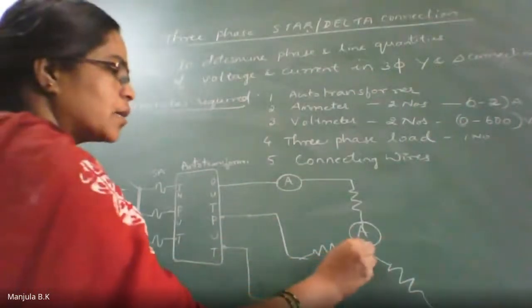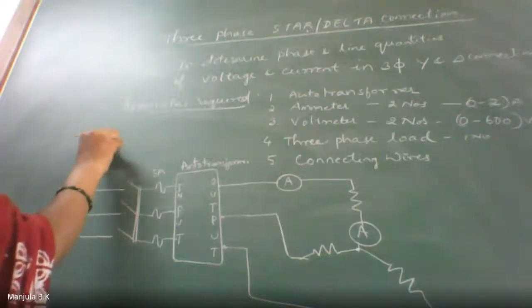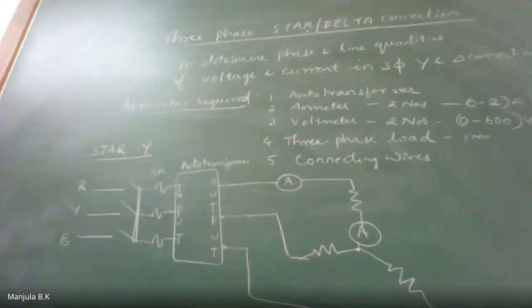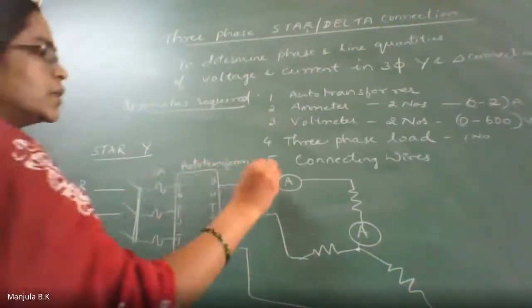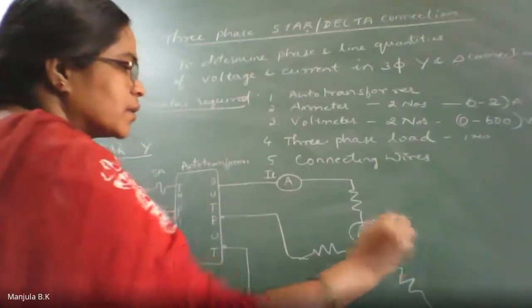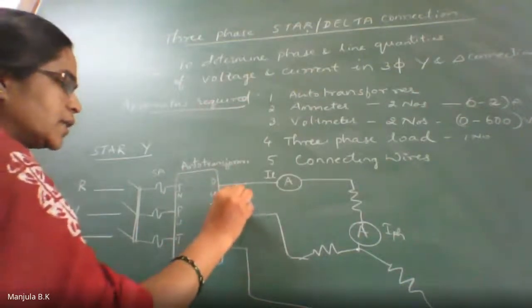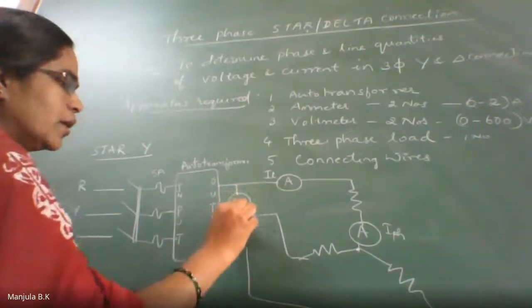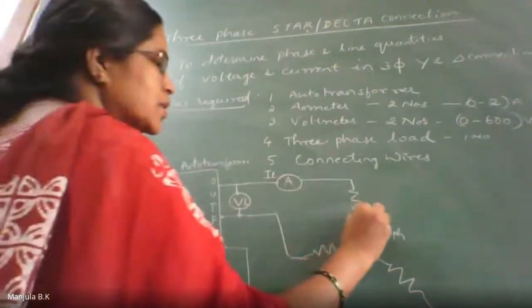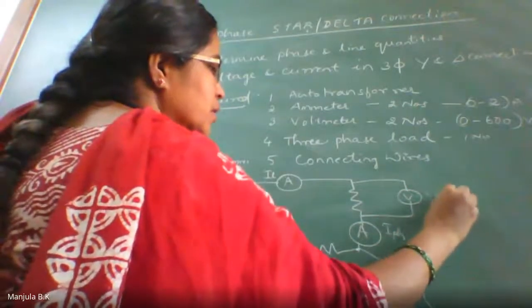So this is a star point. So the connection is for star connection. We will have the line current which is measured as IL, and this is I phase. Between these two lines, if it is connected, then it is VL, and across this, if you connect one voltmeter, that is VPH.